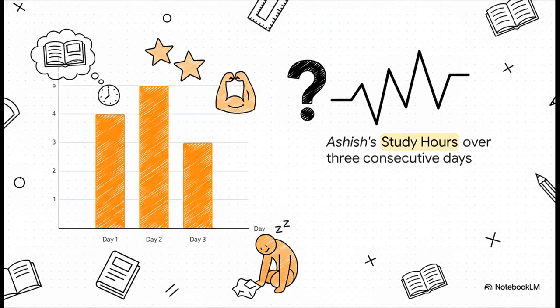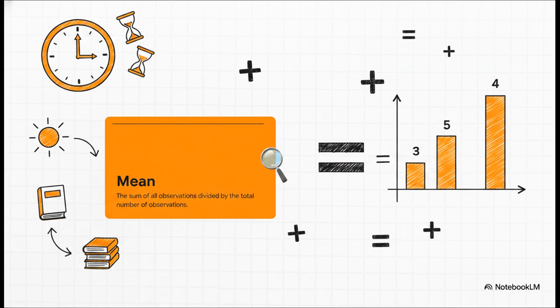Imagine your friend Ashish studies different amounts each day. On day 1, he studies for 4 hours. Day 2, he's feeling super motivated and hits 5 hours. Day 3, he's exhausted and drops to 3 hours. If someone asks Ashish how much he studies, it's pretty hard to quickly explain his fluctuating habits day by day, right? This is exactly where the mean or the average completely saves the day.